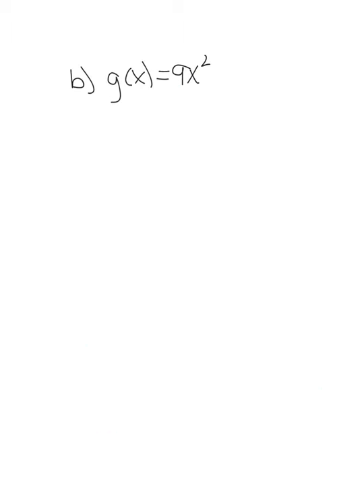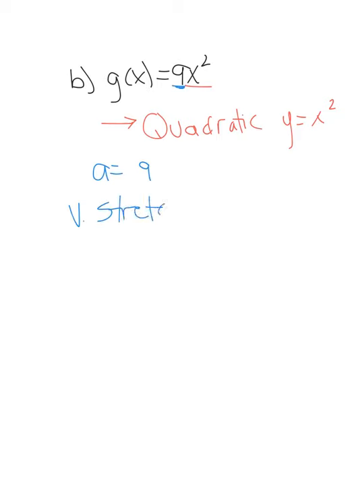Moving on, I just rewrote b for you. So g of x is equal to 9x squared. Right away, I see an x squared. I should know that my base function is quadratic, or y equals x squared. Now, again, 99% of you are probably going to take a look at this and say that a is equal to 9, and we're going to have a vertical stretch by a factor of 9. And it is a-okay to say this, by the way. Either of the answers that I'm giving you are going to get you full marks.